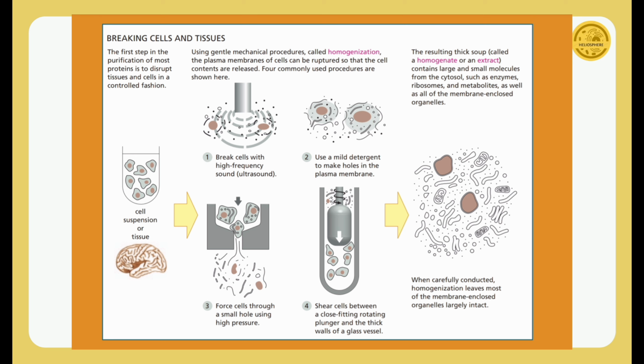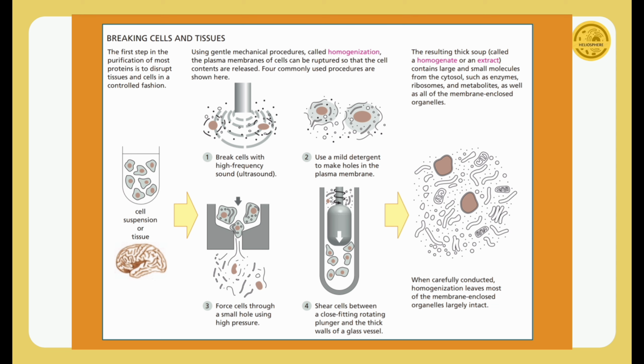The first one is high frequency sound or ultrasound. Using this method, ultrasonic waves are used to break the cells open. Then we can also use mild detergents that make small holes in the plasma membrane, allowing the contents of the cell to leak out. You can also use high pressure methods, like forcing the cells through a small hole using high pressure that causes the cells to break open.